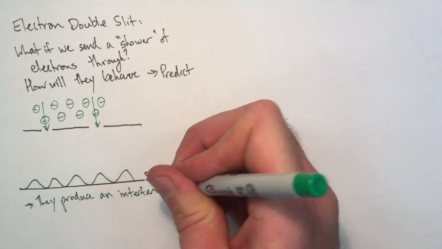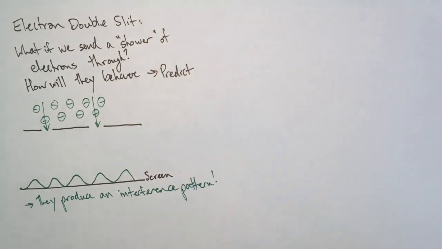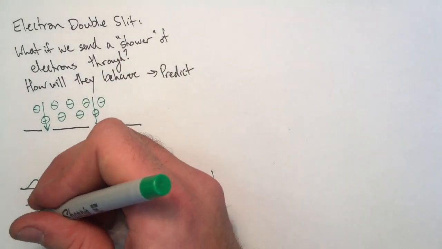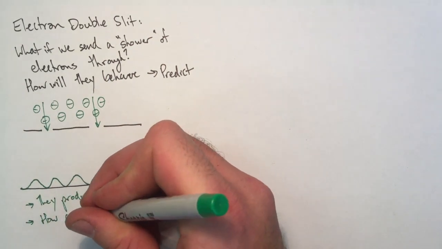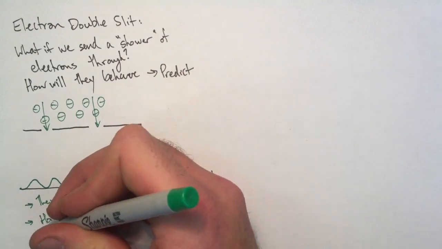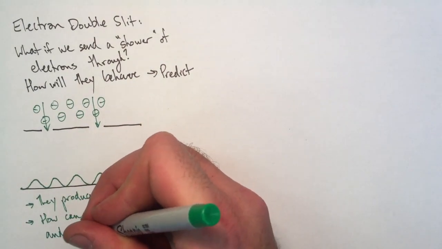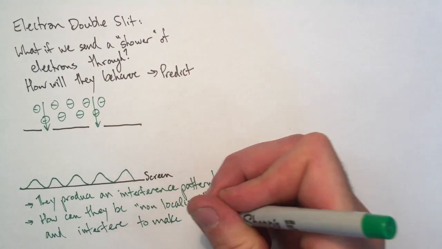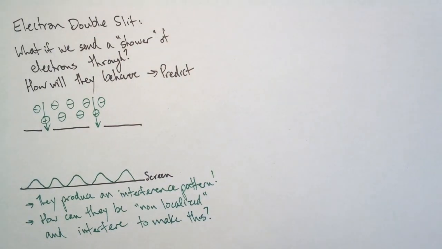This was totally odd. If we think of electrons as really small particles, we should have seen 2 piles of them as they go through. But for some reason, electrons through one slit were interfering with electrons in the other slit and giving us this interference pattern. They were acting as if they were non-localized. But how can they interfere to make this?